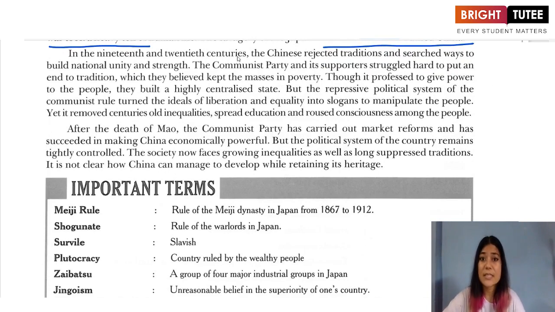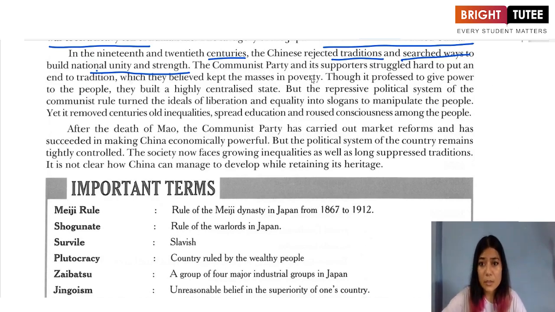In the 19th and 20th centuries, the Chinese rejected their old traditions, and they searched for new ways and new methods to bring about national unity and strength. Now remember this, Japan did not completely forget their old traditions. They retained them while they were influenced by Western ideas, but the Chinese completely rejected their old habits, customs and traditions, and looked for new ways to unite the people of China and strengthen it.